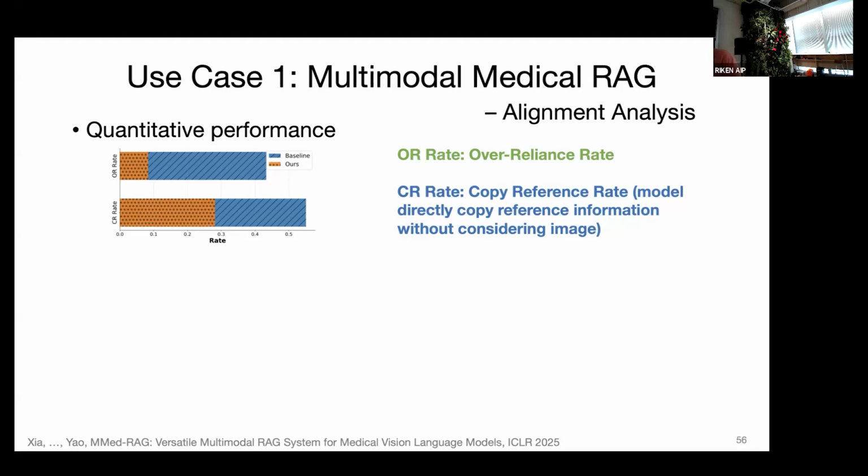So we calculate this over-reliance rate, and the baseline would be more than 40% over-reliance rate. But after applying our methods, we can significantly reduce the over-reliance rate to less than 10%.